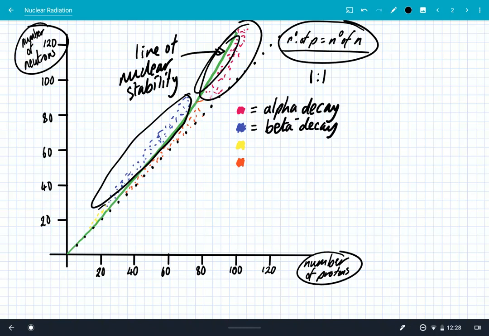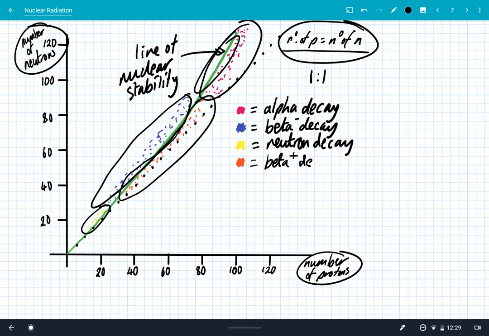The yellow ones with light nuclei at the bottom, they decay via what's known as neutron decay. This has only just been added to the GCSE course, so you do need to know about that. The ones here in orange, which are below the green line, we actually don't need to know about for GCSE, but it's called beta plus decay. But if you study A-level physics, you'll learn more about that. So we'll just ignore beta plus decay.